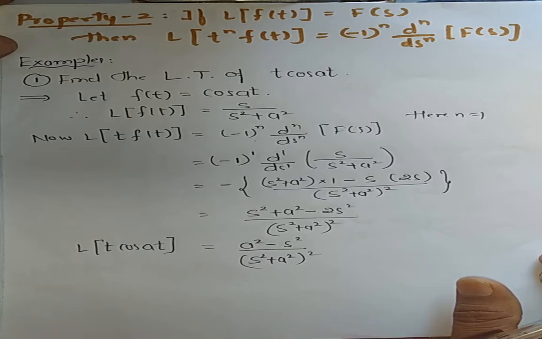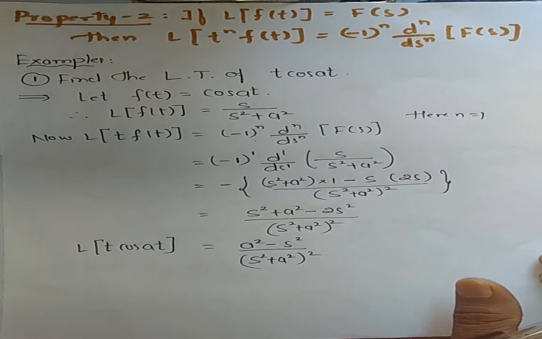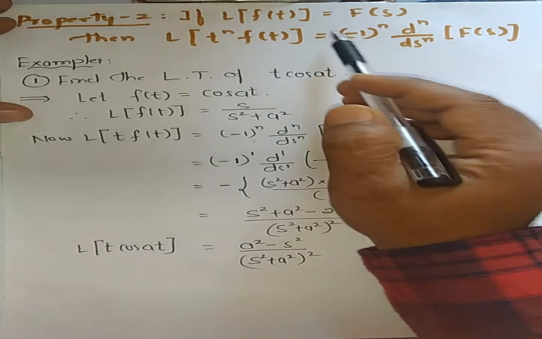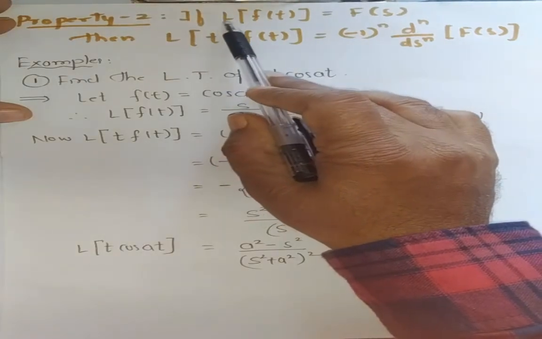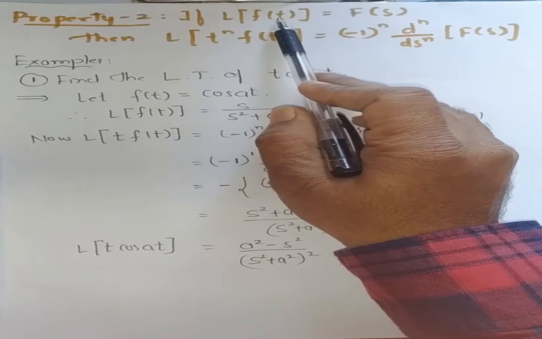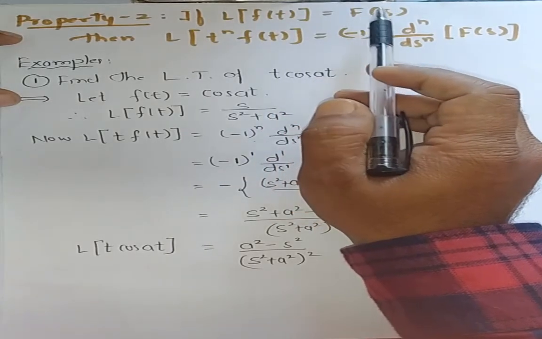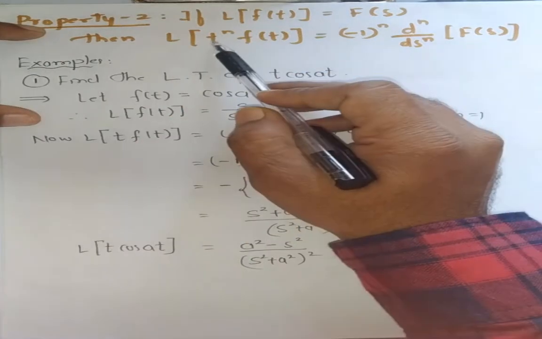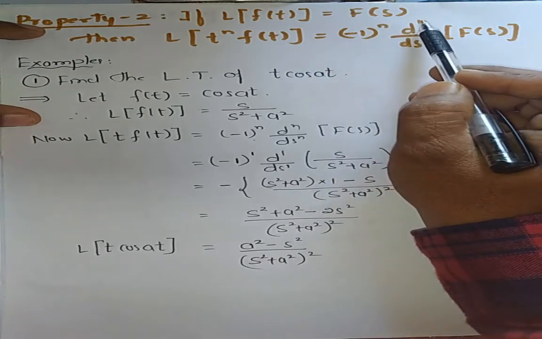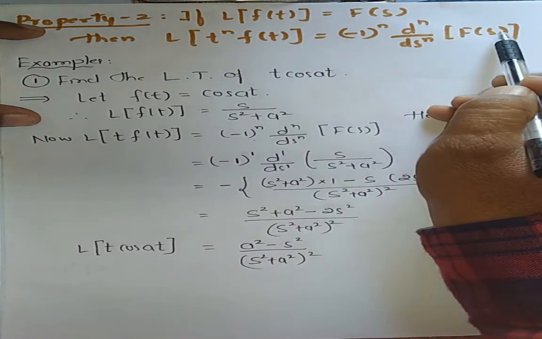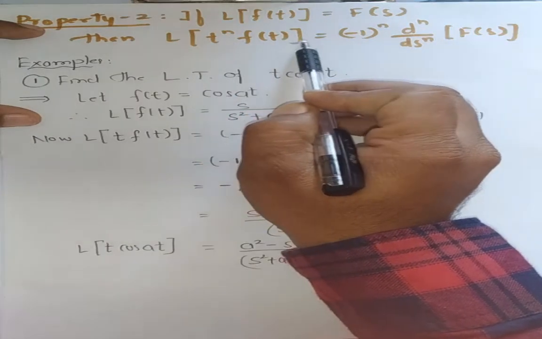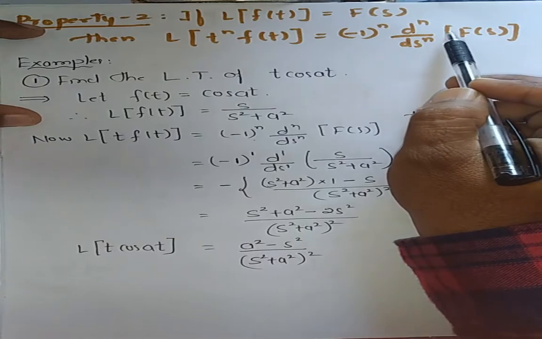Before, we discussed the shifting property of Laplace transform. Now let us discuss the second property of Laplace transform. If L of f(t) is equal to F(s), that is, the Laplace transform of a given function f(t) is equal to F(s), then the Laplace transform of t raised to n into f(t) is given as (-1)^n d^n/ds^n F(s). It is a multiplication by t^n property, which we usually call the differential property, because we are going to do differentiation here.